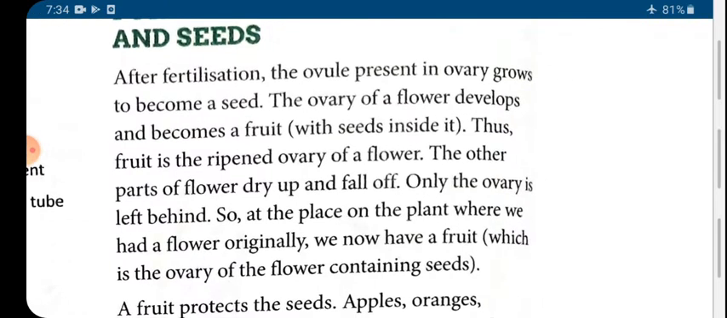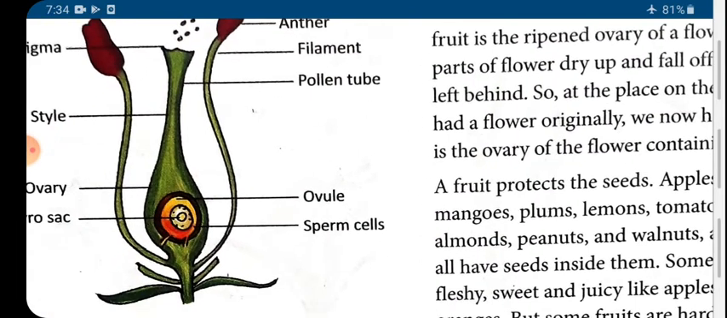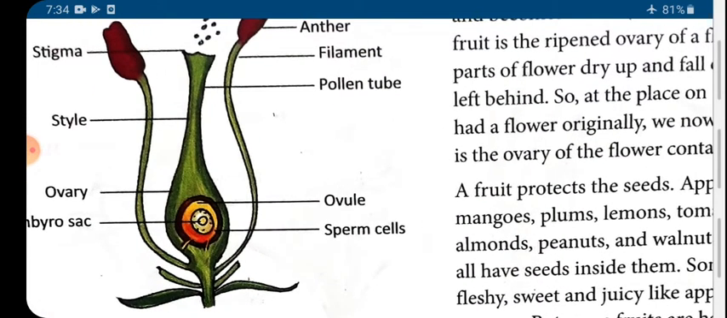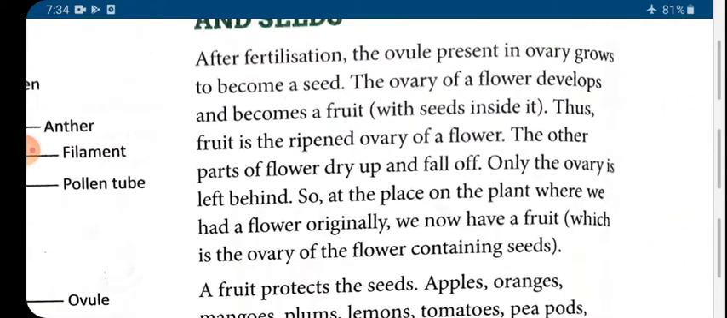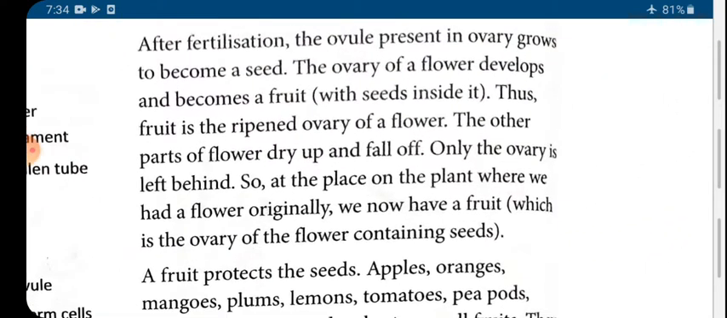The ovary of a flower develops and becomes a fruit with seeds inside it. Student, the ovary part, this broad part, you can see, becomes fruit. And the seeds are ovules, and the ovary becomes fruit. Thus fruit is the ripened ovary of a flower. So fruit को हम ripened ovary of flower कह सकते हैं.